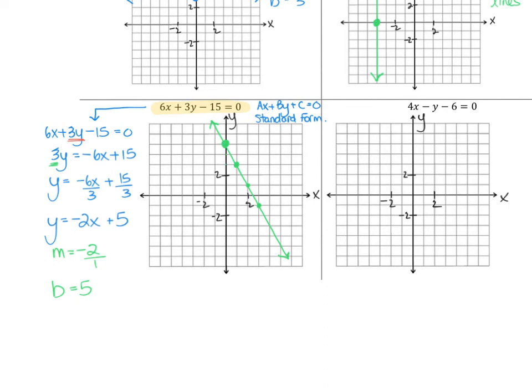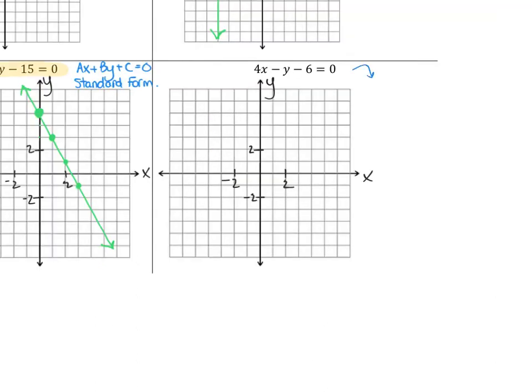Okay, let's try another one. The best thing you could do right here is take my example, pause the video, and see if you can do that one all by yourself. Okay, here we go. 4x minus y minus 6 equals 0. We're going to rearrange it so that the y is alone on the left. Okay, so we're going to start by isolating this y term right here.